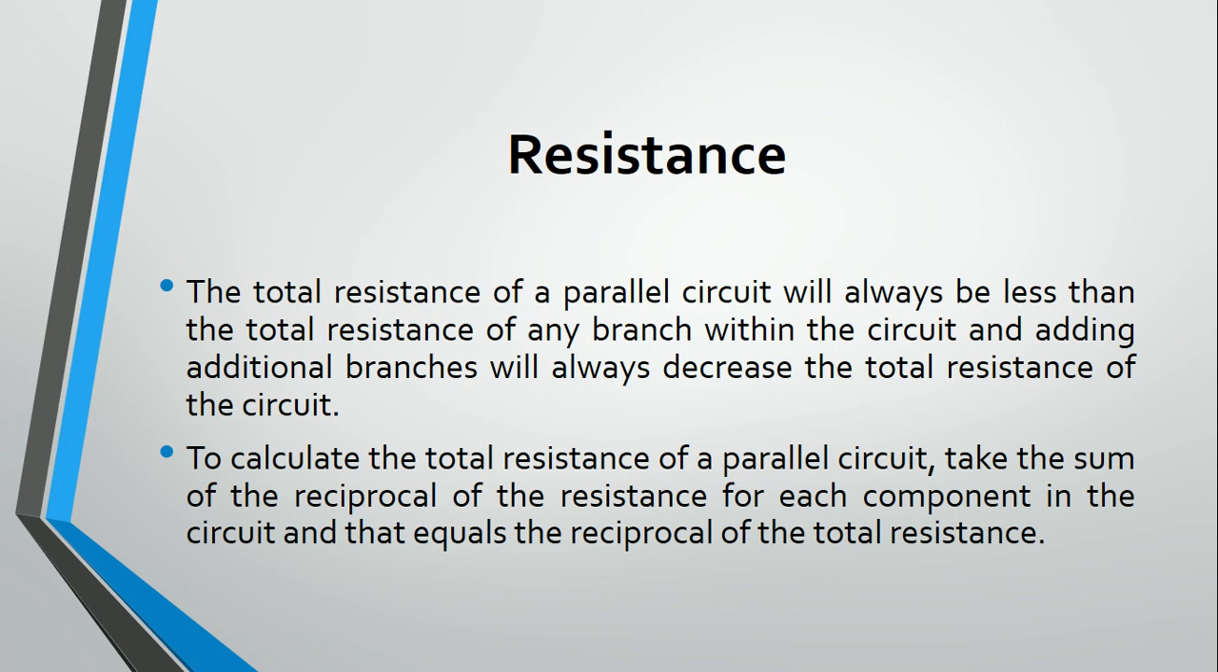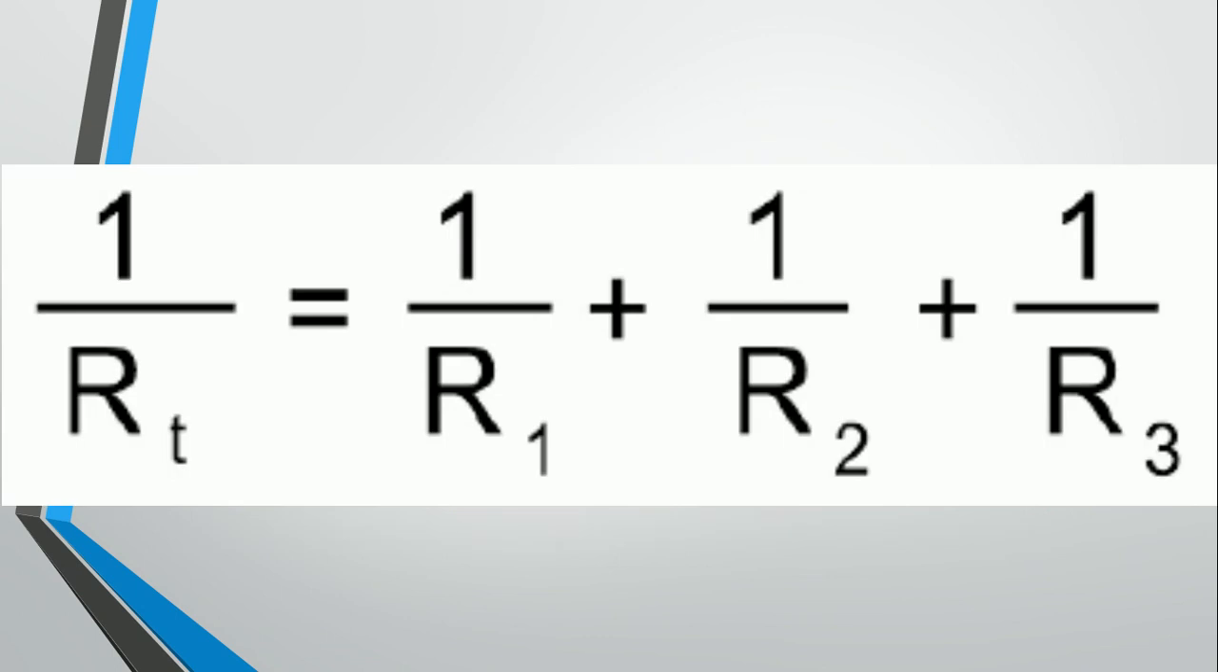To calculate the total resistance of a parallel circuit, take the sum of the reciprocal of the resistance for each component in the circuit, and that equals the reciprocal of the total resistance. This is the formula: 1 over the total resistance is equal to the sum of the reciprocals, so 1 over R1 plus 1 over R2 plus 1 over R3, and so on, depending on how many resistors you have in the circuit.